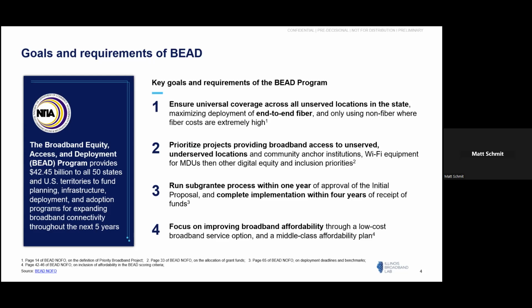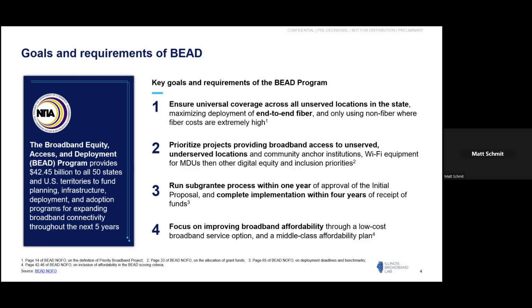Secondly, getting into prioritizing projects that go beyond unserved locations to those that are underserved. They have good but not great connectivity, not well positioned to compete in the 21st century economy in the years ahead. We want to do everything we can to make sure that there are no longer any underserved locations in Illinois. That would be those that lack broadband access to 100 megabits per second download, 20 megabits per second upload or greater.